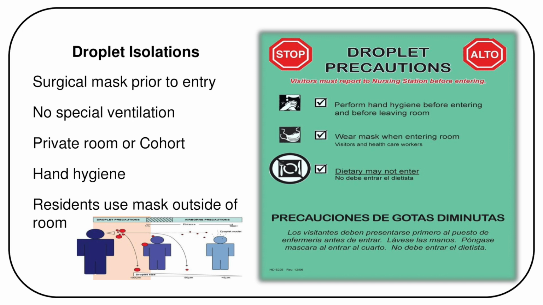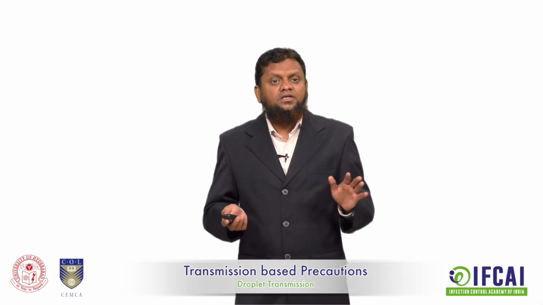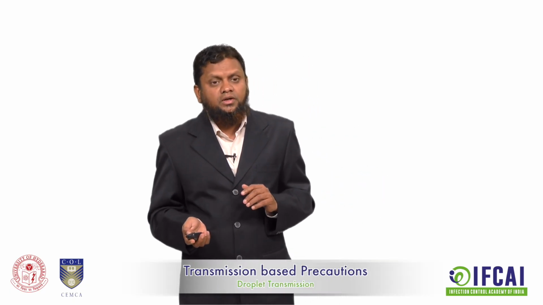The droplet precautions are performed. The first thing you are going to do again is hand hygiene before entering and leaving the room, and you are going to wear mask when entering the room, and even the dietary employees may not be allowed to enter into the room. So, droplet isolations, the extra thing we have added here is the mask, and there is no need for special ventilation as what is required for the airborne isolations.